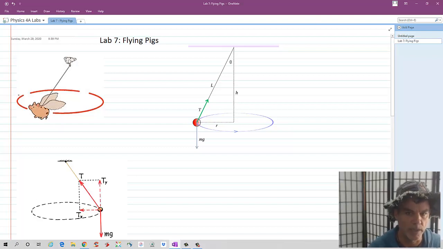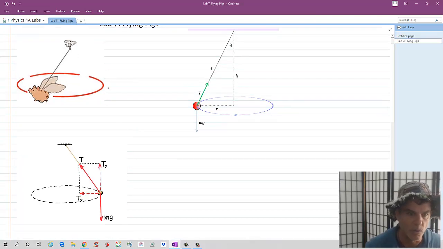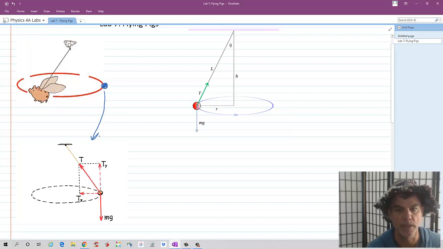We've got the flying pig, and I've got two different free body diagrams drawn. One of them would be what would happen if the pig was right here. In the other case, this is what would happen if we were looking at the free body diagram of the pig over here. Doesn't really matter, so let's just look at the case where the pig is to the left here.